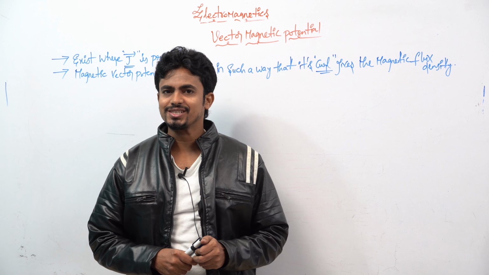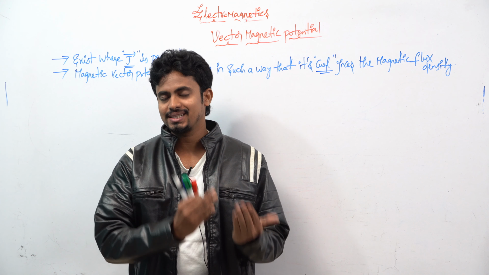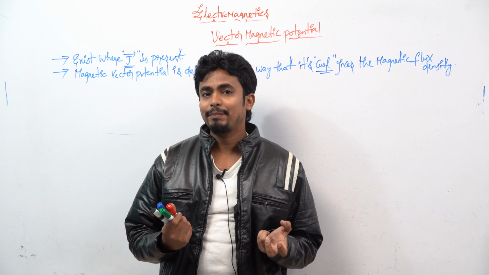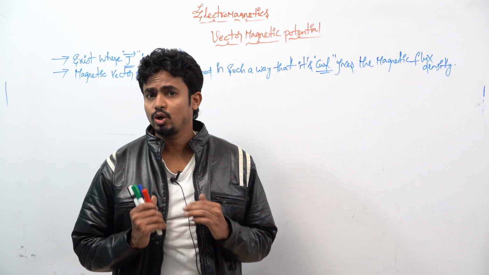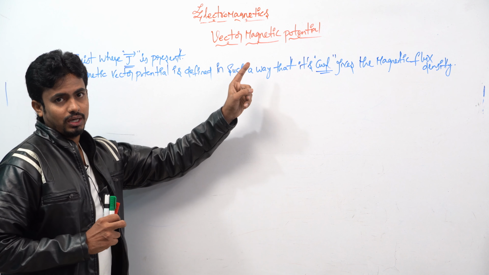Before we see the concept of the magnetic scalar potential, we consider our important conclusion: J bar will be equal to 0, right? Now let's see another important concept, the vector magnetic potential.